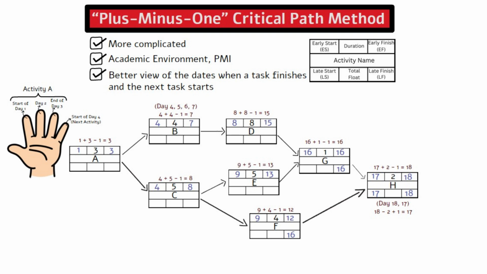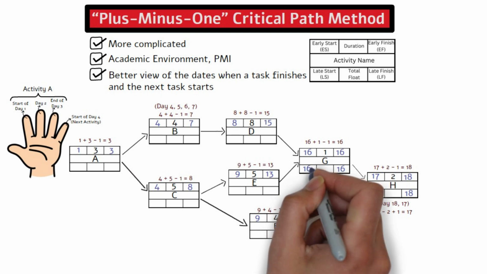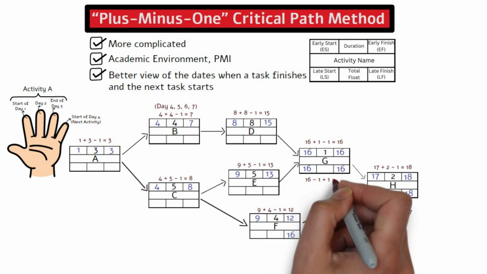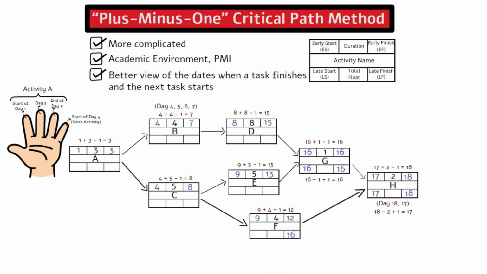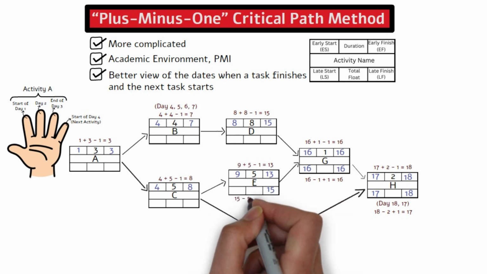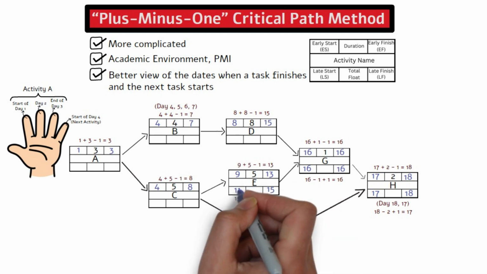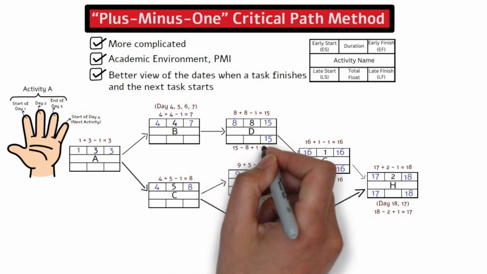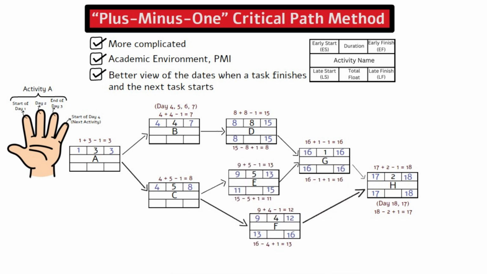Activity G only takes 1 day to finish, so we are still in day 16 for the late start. Or you can do the math, late start is equal to 16 minus 1 plus 1, which is 16. For activity F, the late start is 16 minus 4 plus 1 equals 13. Activity E has 15 as the late finish. The late start is 15 minus 5 plus 1 equals 11. Activity D also has 15 as the late finish. The late start is 15 minus 8 plus 1 equals 8.